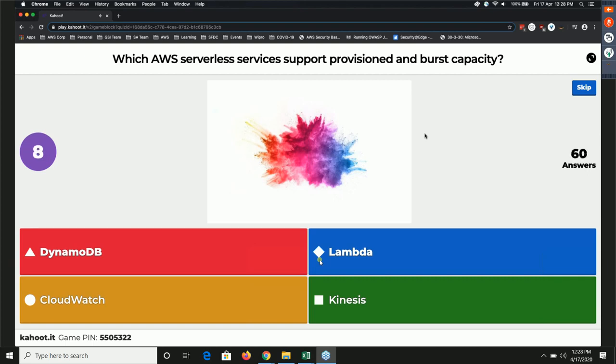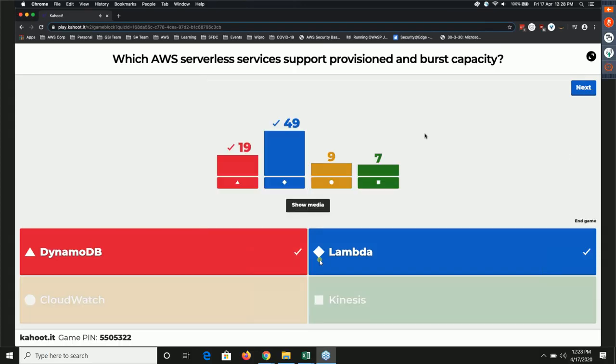So which AWS serverless services support provisioned and burst capacity? There can be multiple correct answers. Awesome. So DynamoDB has basically provisioned capacity, which is your read and write units, and the database size. But it also supports burst capacity. Lambda, obviously, you have reserved concurrency, you have provision concurrency, and you have the initial burst concurrency that from 500 to 3,000 requests that you can invoke when you're starting up.